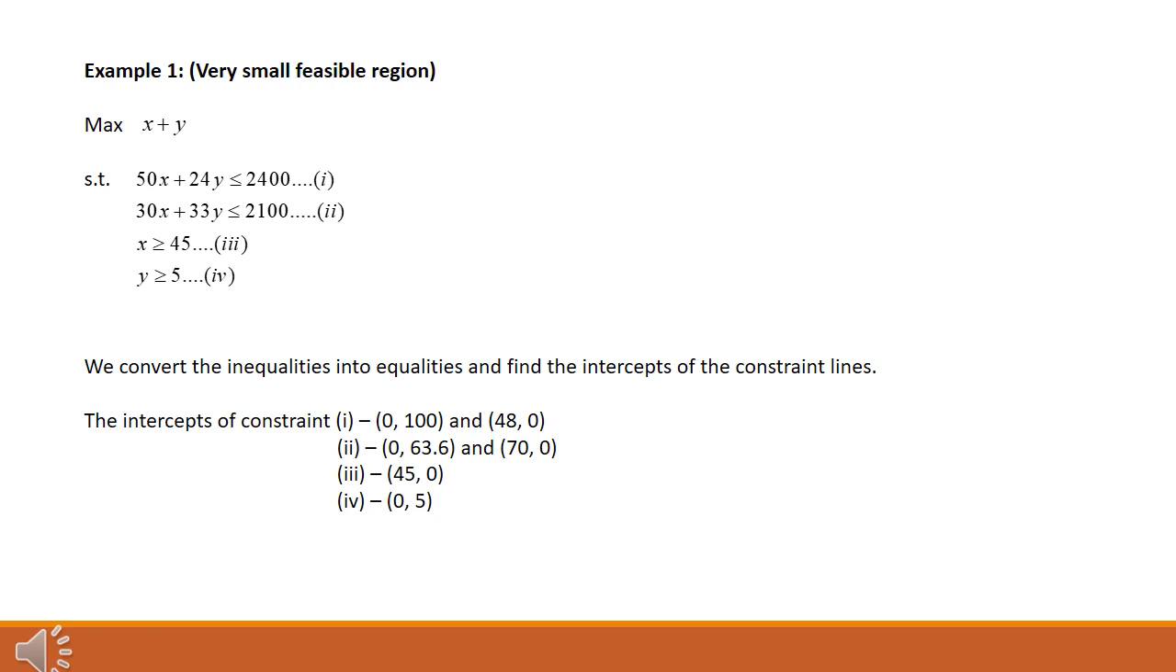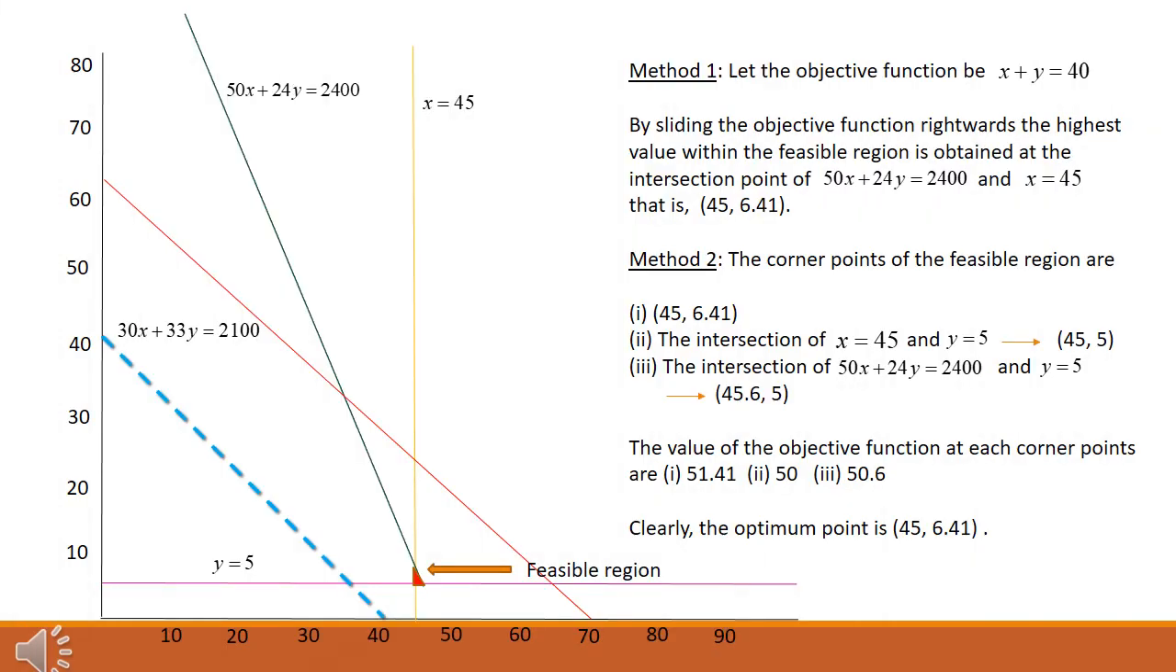So first we find the constraint lines by converting the inequalities into equalities and finding the intercepts. So from the first constraint we can say that when x is equal to 0, y equal to 100, and when y equal to 0, x is equal to 48. Similarly, we can find the intercepts of the other constraints as well. Now we plot the constraint lines.